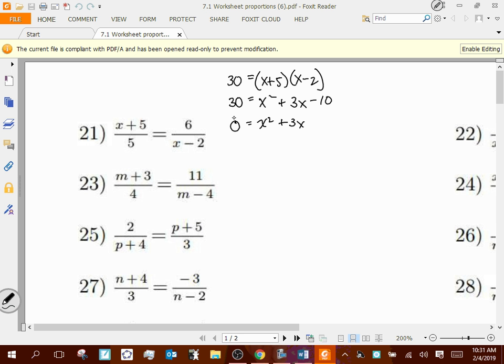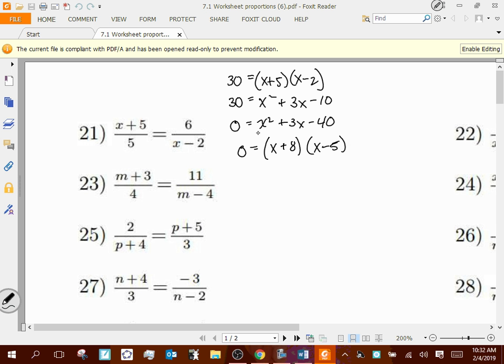Now, to make that 0, I had to subtract 30, so I'll bring my negative 30 over here with this negative 10, so that gives me negative 40. So I'm looking for two numbers that multiply together to give me negative 40, and add to give me 3. So hopefully you can see those are 8 and 5. So it'd be x plus 8 and x minus 5.